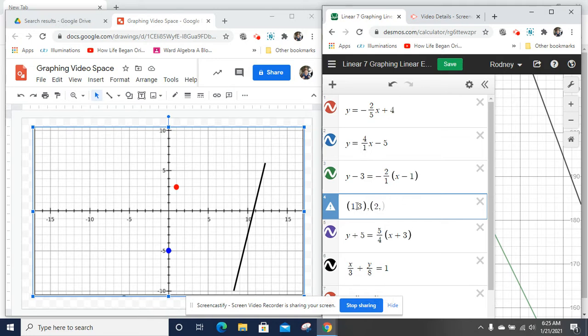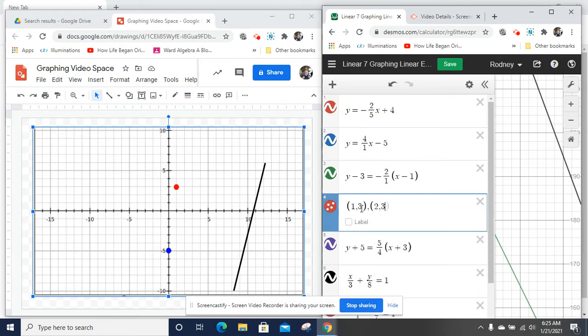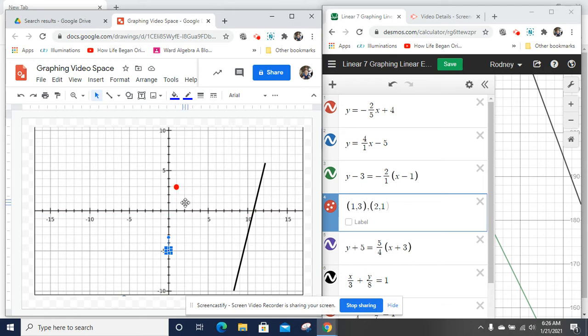And then the numerator is going to, of course, be the vertical change. And I'm going to treat that negative as attached to the numerator for right now. So I can plot a second point by taking the y value and subtracting 2, which gets me a point at 2, 1. So I can take this other one, and drag it over to 2, 1.